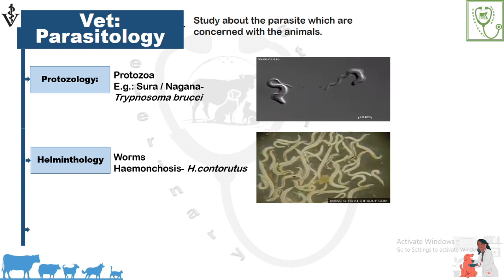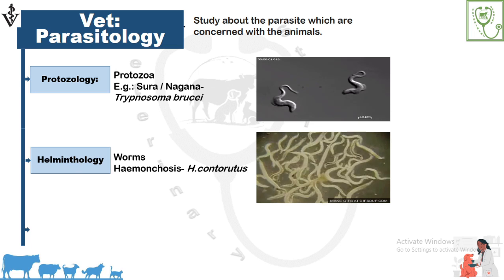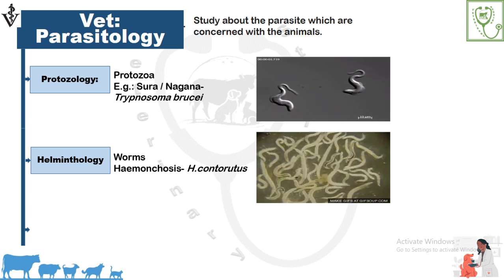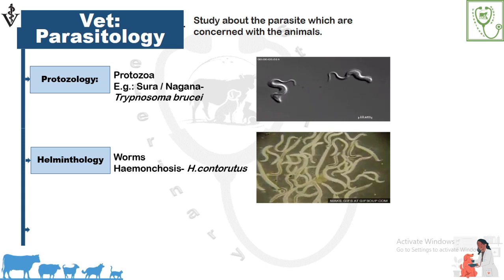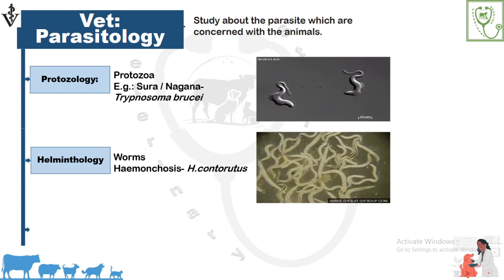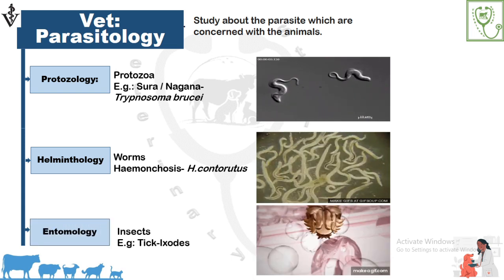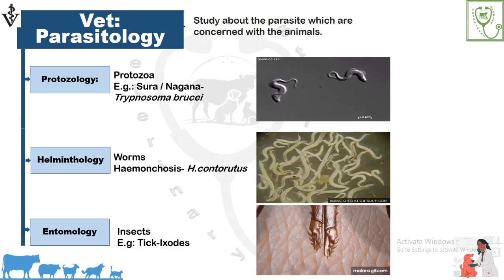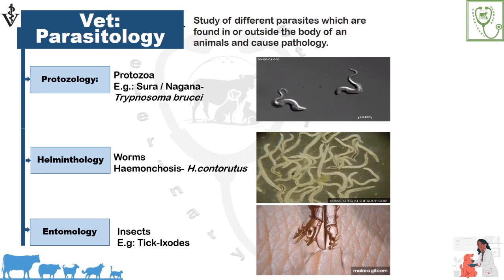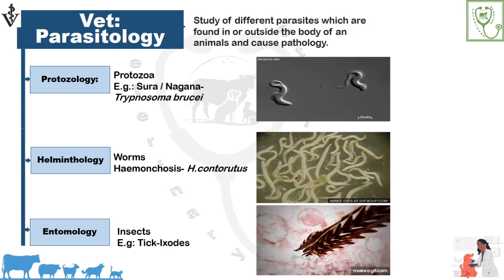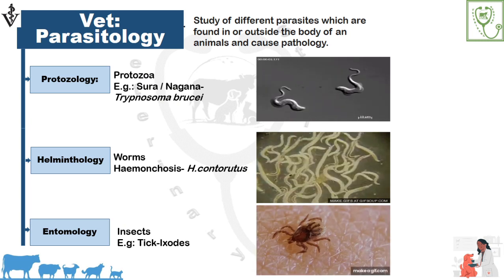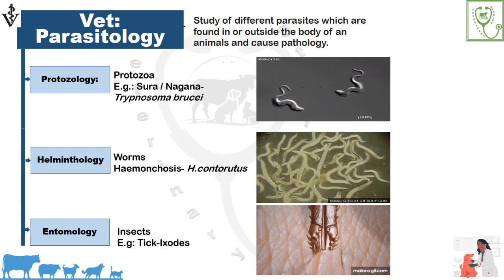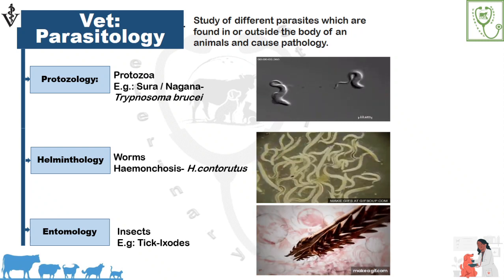Helminthology. In this we study the helminths or worms which are found in animals. For example, haemonchosis, caused by Haemonchus contortus in small ruminants. Entomology. In this we study insects such as flies, ticks. Protozoa, worms, and insects are further classified into their subclasses. So the classification of protozoa, helminths, and insects will be discussed in their respective lectures.